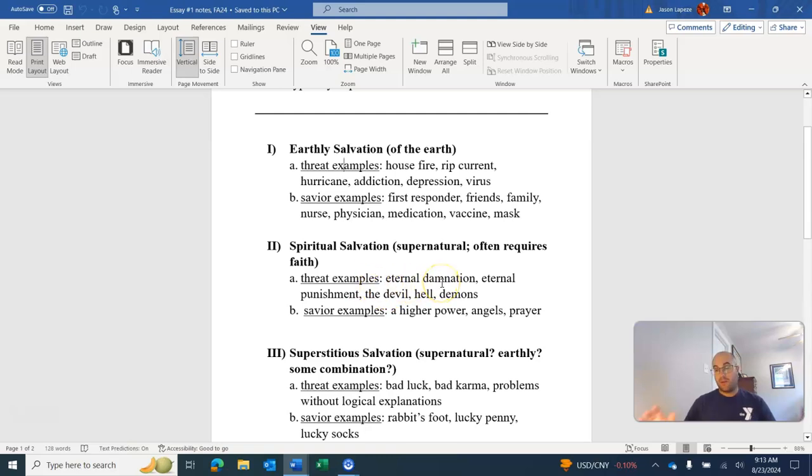And you can see the difference already between an act of spiritual salvation and an act of earthly salvation. Quite a difference between a first responder saving you or someone from a house fire and a higher power saving someone from eternal punishment. They're similar, but they are quite different.